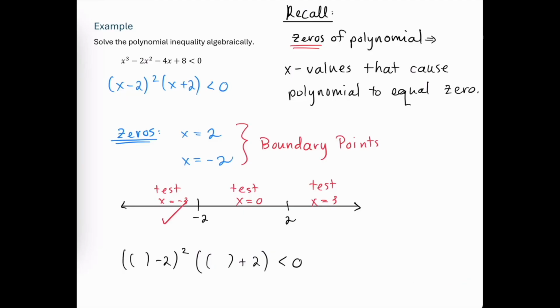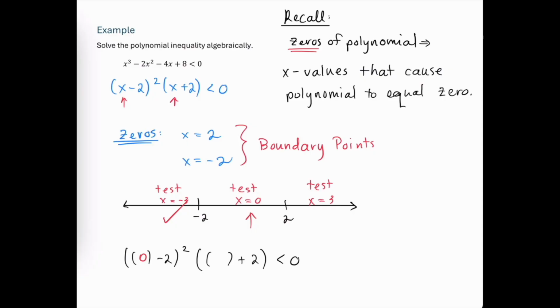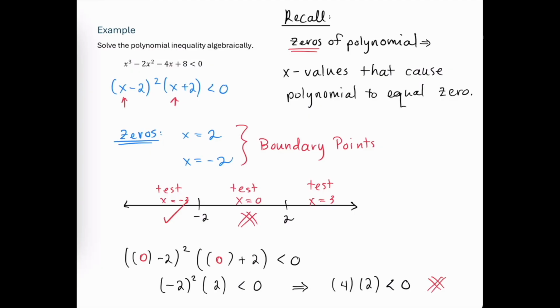So now let's test x is equal to 0 back in the original inequality, plugging in 0 for each of these x values. We have 0 minus 2, which is negative 2 quantity squared. 0 plus 2 is positive 2. Negative 2 squared is positive 4 times positive 2 is positive 8, so it's not less than 0, and this interval is not part of our solution set. And now we test our last interval where x is equal to 3 is our test point.